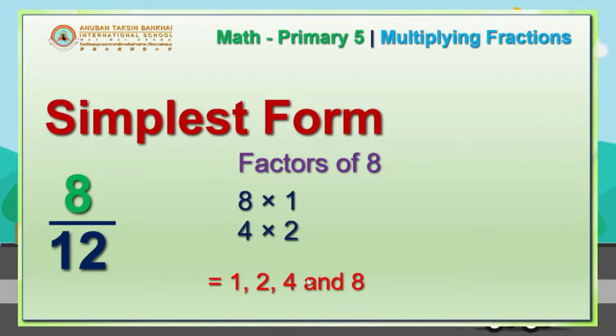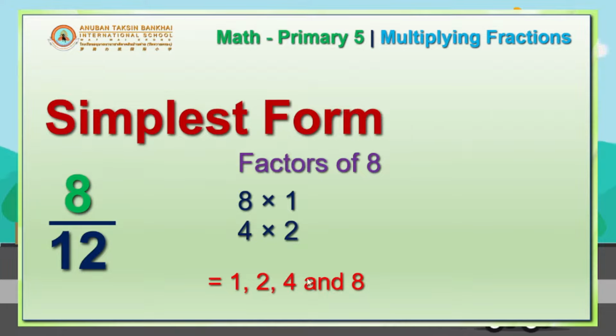Now, let's identify the factors of 12. We can use, of course, 12 times 1. We can also have 6 times 2. Okay, 6 times 2 is 12. And we can also have 4 times 3. That is also 12. Aside from these numbers, there are no other numbers we can use to get 12. So therefore, we can say that the factors of 12 are 1, 2, 3, 4, 6, and 12.